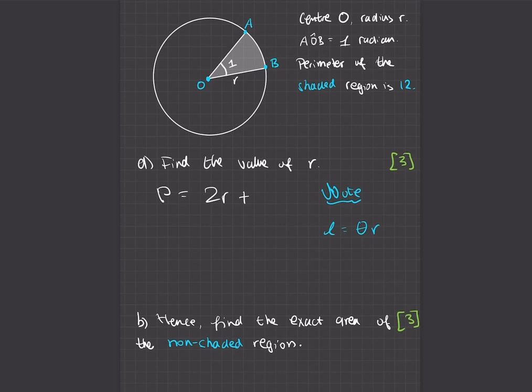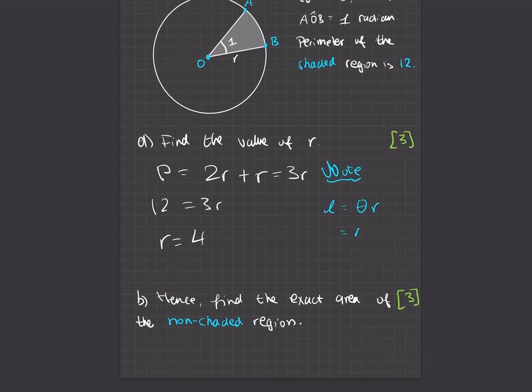But the angle is 1. So in this case, the length is just R. That means it's 2R plus R, so that's just 3R. So we have that 12 is equal to 3R, therefore R is equal to 4. Hopefully that makes sense. It's just this formula. It's given to you in the formula booklet that the length of AB is just the angle in radians times the radius, which is 1 times R.